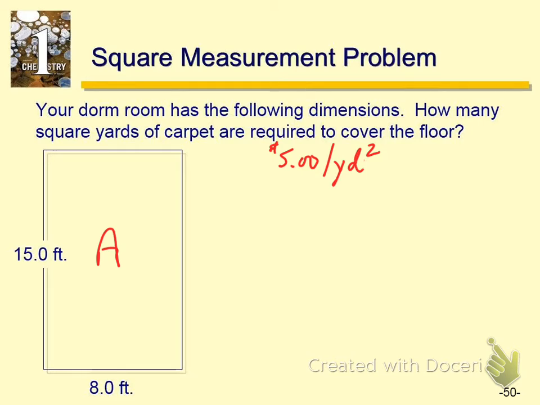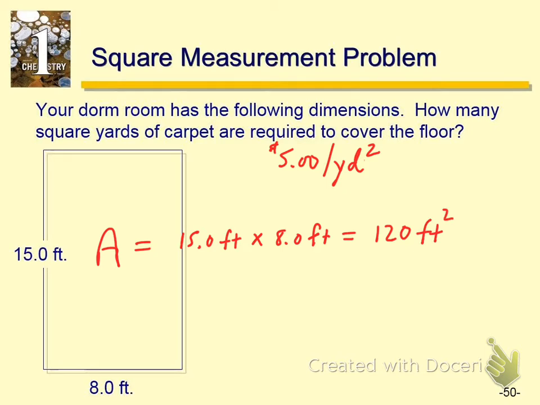Okay, so the question is, how much does it cost to carpet your room? If you could buy a piece of carpet that's that size, okay? So here's what we do. Figure out your area. So the area is going to be equal to 15 feet times 8 feet. Okay? And what does that come out to be? 15 times 8? 120. And so 15 times 8 is 120. Feet times feet gives me feet squared. Okay, feet squared. So we have 120 square feet.